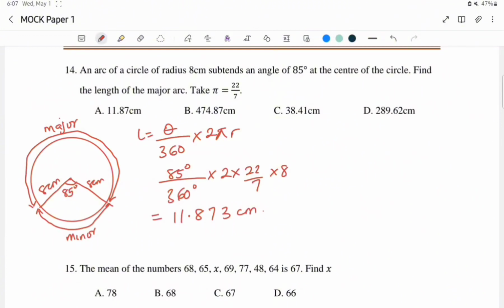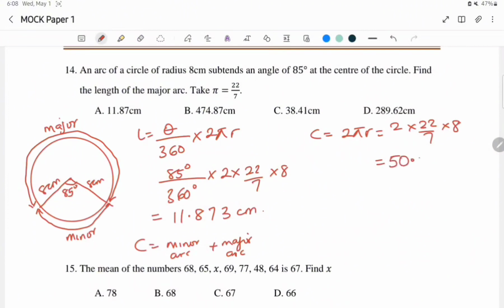Now that we know the length of the minor arc, we can subtract it from the entire circumference because an arc is a part of a circumference. So that means the circumference is the sum of the minor arc and the major arc. So the formula for circumference is 2 pi r. That would mean 2 times 22 over 7 times 8. And that's going to give us 50.286 centimeters.